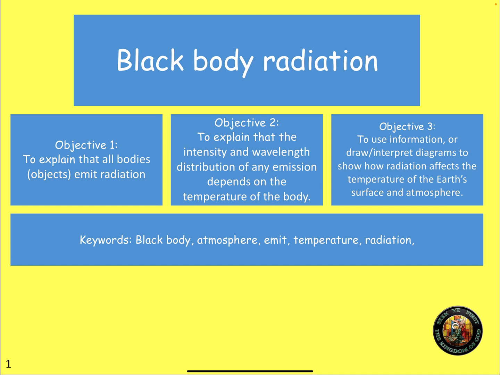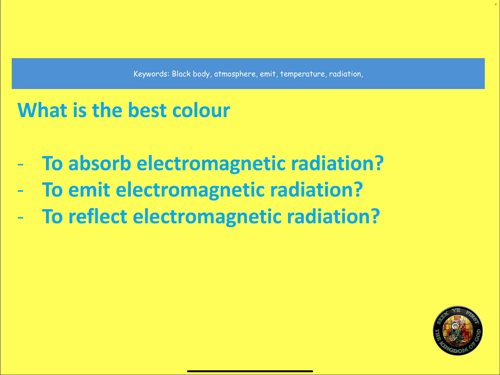You can see the three objectives. So the keywords: black body, atmosphere, emit, temperature, and radiation. So let's move on. I want you to think about this. What is the best colour to absorb electromagnetic radiation, to emit electromagnetic radiation, and to reflect electromagnetic radiation? Think about these. And you will, through the course of this video, find the answer to all three.